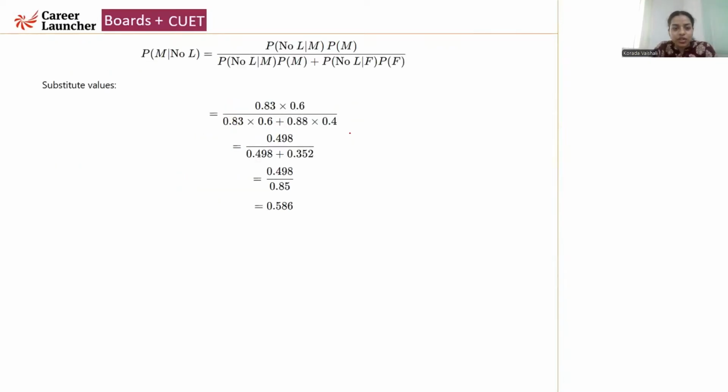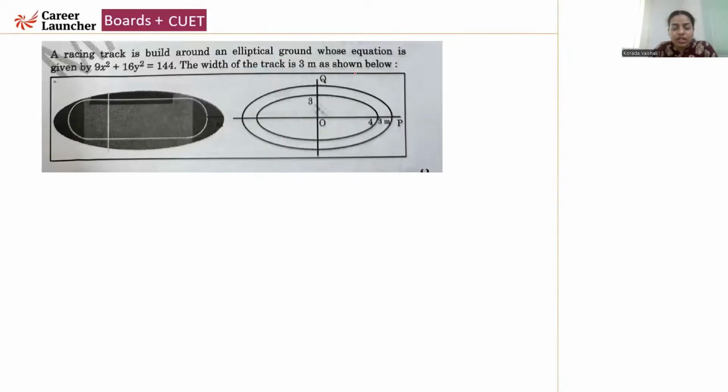So let's move on to the next part and this is the final solution. जो final B part है इसका, the final answer is going to be 0.586. So we are going to make use of all the values जो हमने बीच बीच में calculate करे हैं. P of F हो गया, P of M हो गया, P of L dash M हो गया, L dash F हो गया. So वही हमने substitute कर दिया in the final step B and this is the answer. Now moving on to question number 37.